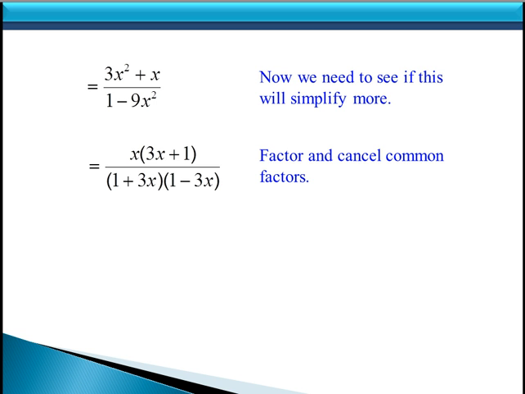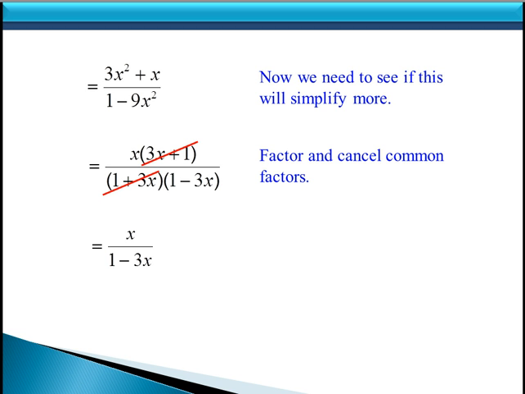Now we're going to look for common factors that we can cancel. And notice that 3x plus 1 is really the same as 1 plus 3x by the commutative law of addition. So we can cancel those factors out. But that's all we can cancel, so we're left with just an x on top.